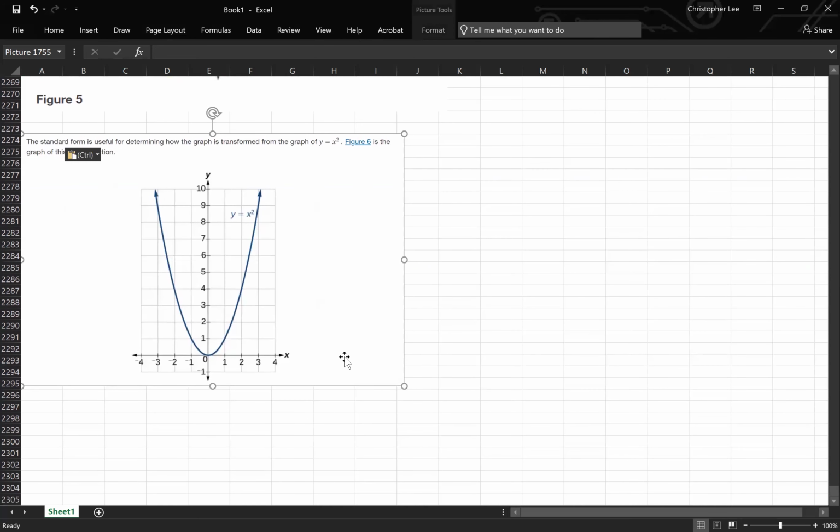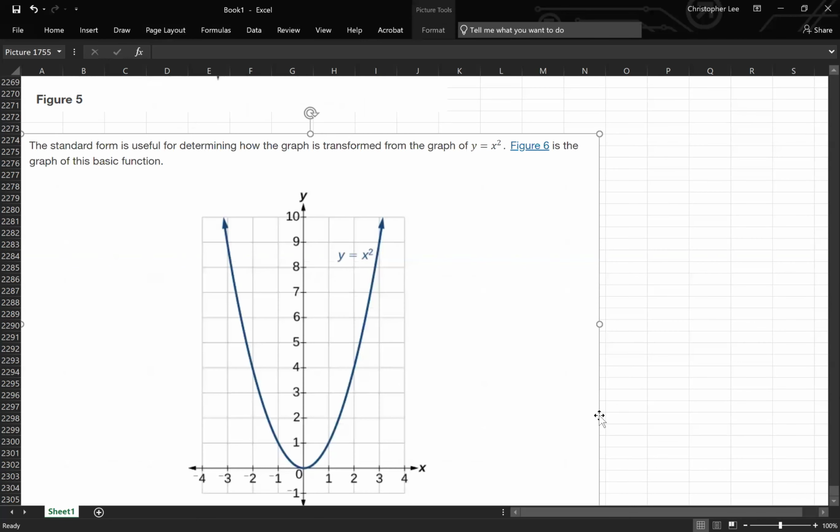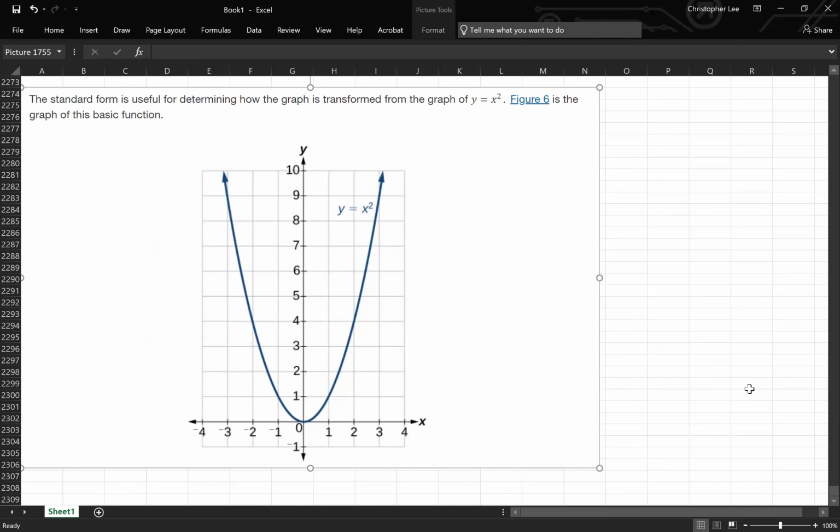All right, the standard form is used for determining how the graph is transformed from the graph of y is equal to x squared, right? So this figure shows that this is the basic function right here. This is one of our toolkit functions, y equals x squared, right? Basic.